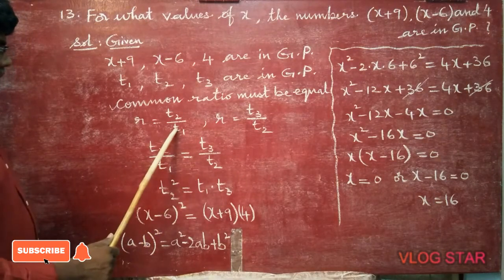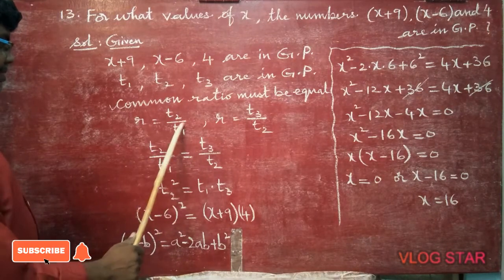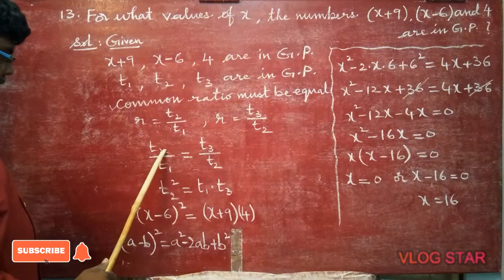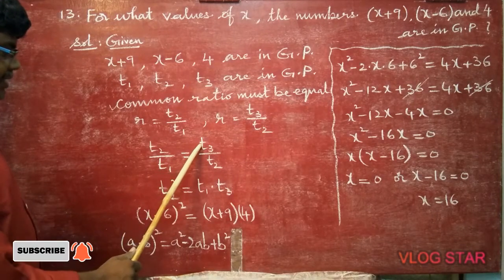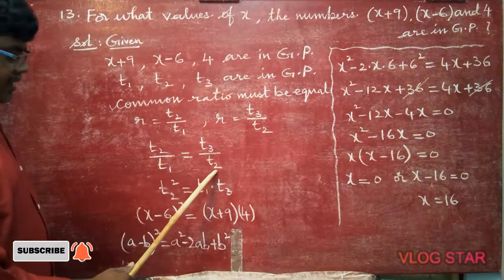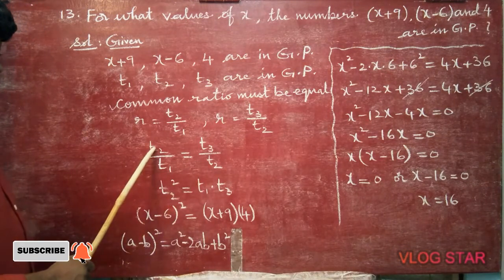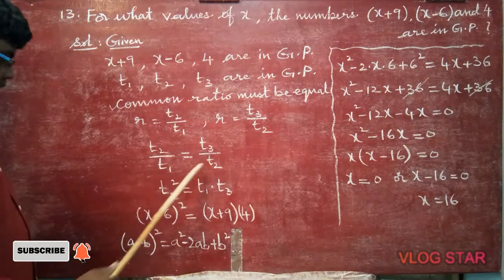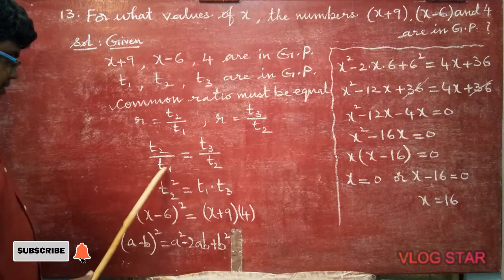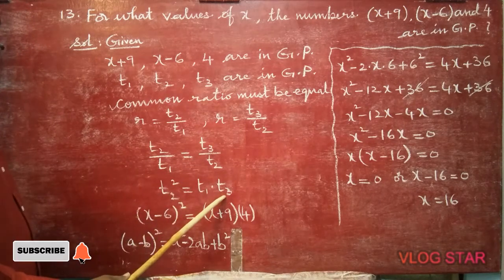So if the LHS is equal, automatically the RHS is also equal. I am taking T2 by T1 will be equal to T3 by T2. Are you able to follow? Now do cross multiplication. T2 into T2 is T2 square, is equal to T1 into T3.